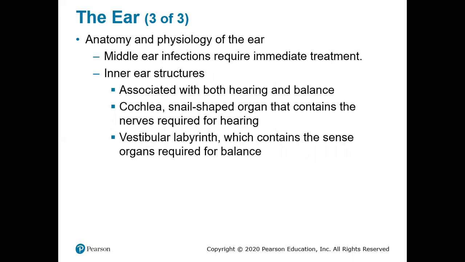Inner ear structures associated with both hearing and balance. The cochlea, which is the snail-shaped organ that contains the nerves required for hearing. The vestibular labyrinth, which contains the sense organs required for balance.